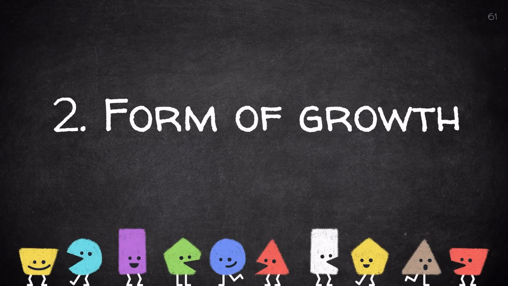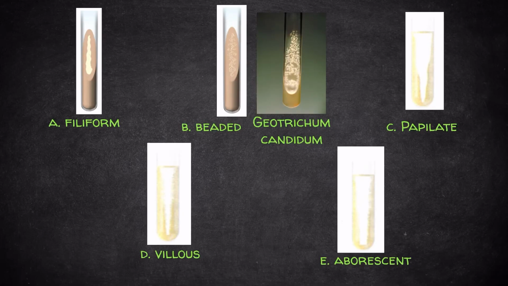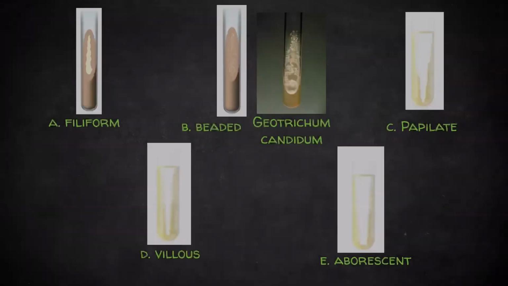Form of growth. Unfortunately, there weren't a lot of pictures available online, and these were the only ones that I found. The first one is filiform. Next is beaded, with its example, Geotrichum candidum. Next is papillate, villous, and last is arborescent.